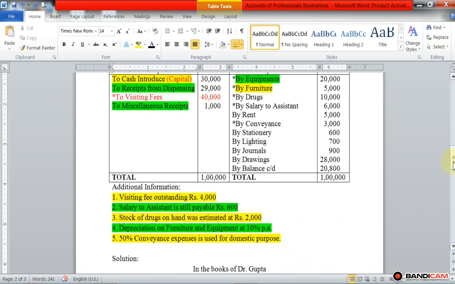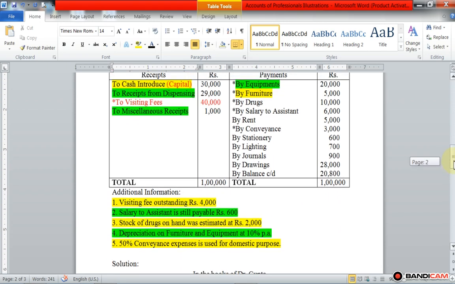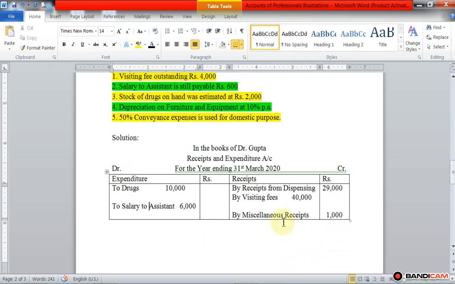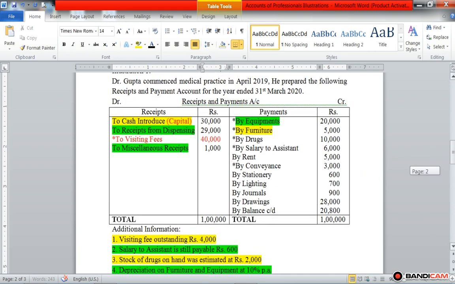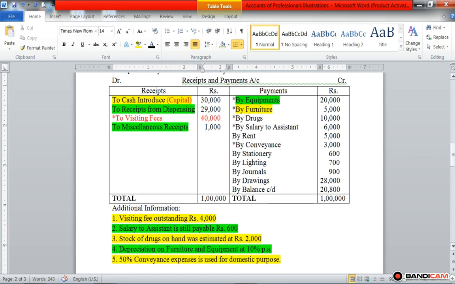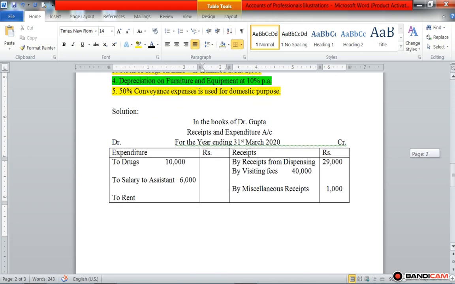Then rent is also expenditure. Expenditure means it is also an expense of the profession. So to rent, additional information is not provided, so we directly put the figure in the outer column. Rent amounted to rupees 5,000.